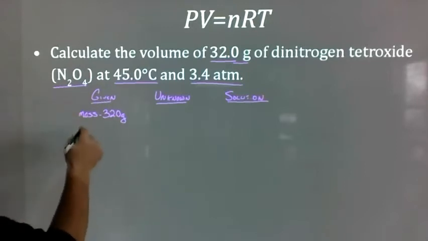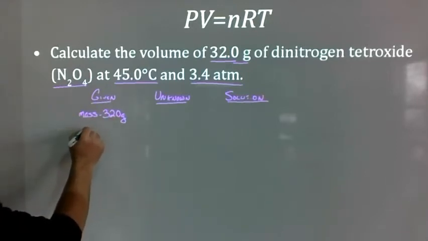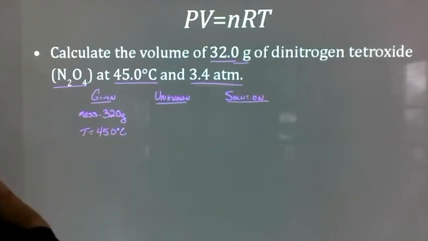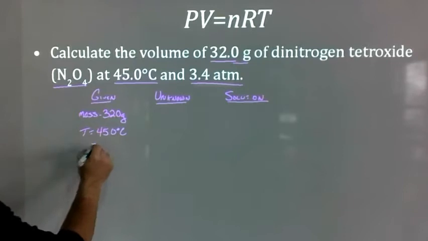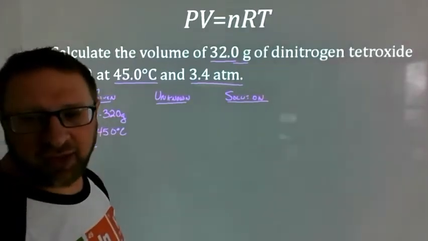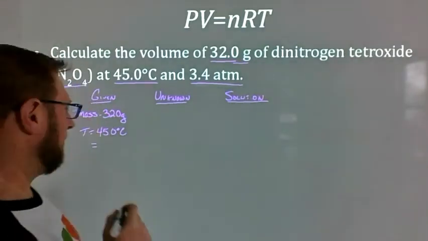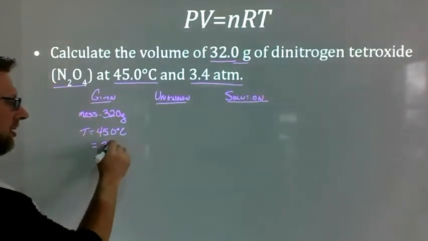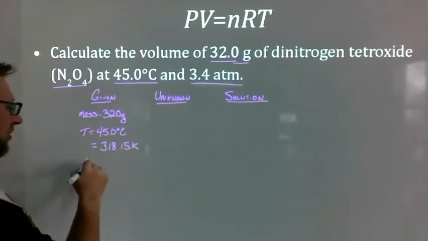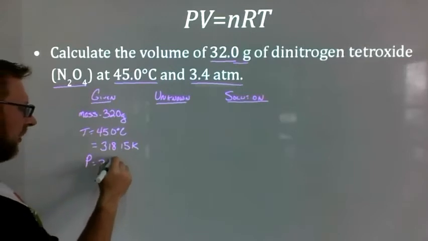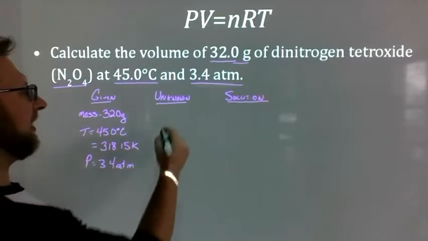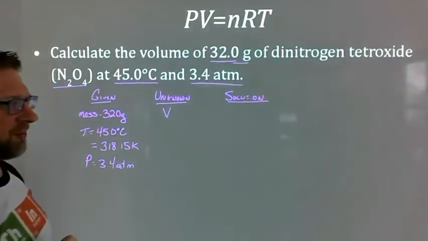We've got 45.0 degrees Celsius, so T equals 45.0 degrees C. Oh, alarm's going off again. Celsius temperature is not going to work here. We're going to need Kelvin temperature. I did this earlier. 45 degrees Celsius is 318.15 K. We know our pressure, P equals 3.4 atmospheres. And it's asking us to calculate the volume. So V is what we need.